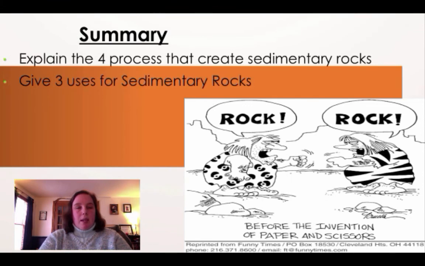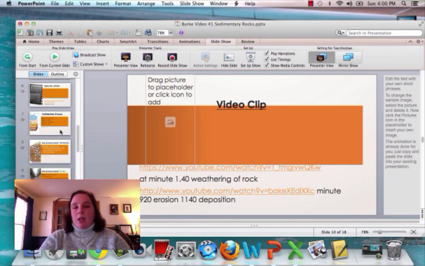So summary time here. Explain the 4 processes that create sedimentary rocks. Make sure you give 3 uses for it as well.